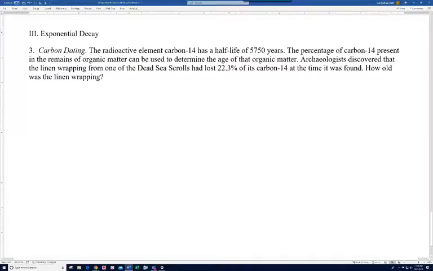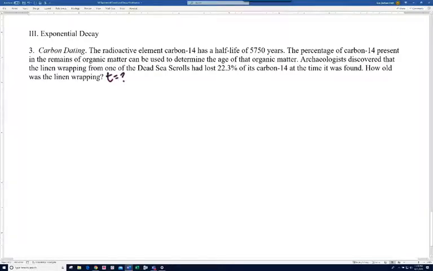So that's the idea. It says the percentage of carbon-14 present in the remains of organic matter can be used to determine the age of that organic matter. Archaeologists discovered that the linen wrapping from one of the Dead Sea Scrolls had lost 22.3% of its carbon-14 at the time it was found. How old was the linen wrapping? All right, so basically we're looking for t.